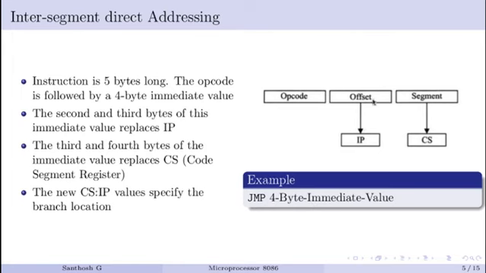As an example, consider the following jump instruction: jump followed by a 4-byte immediate value. The first 2 bytes will go to the instruction pointer, and the next 2 bytes will go to the code segment register. So the effective address can now be computed using the CS register and instruction pointer.